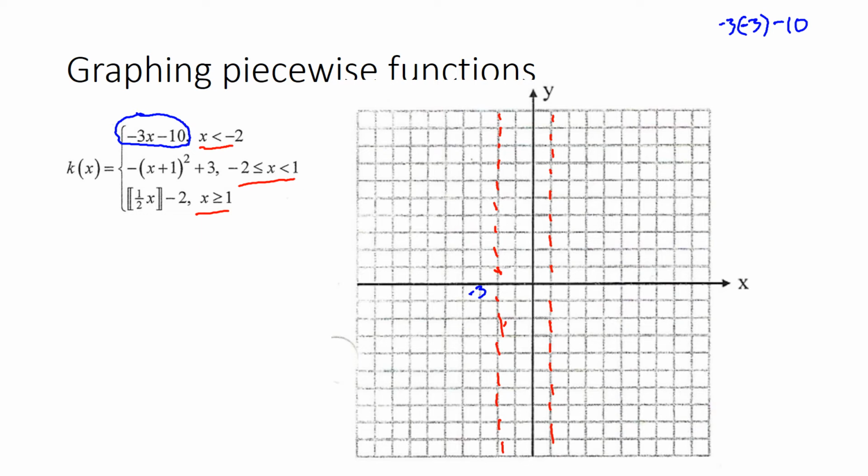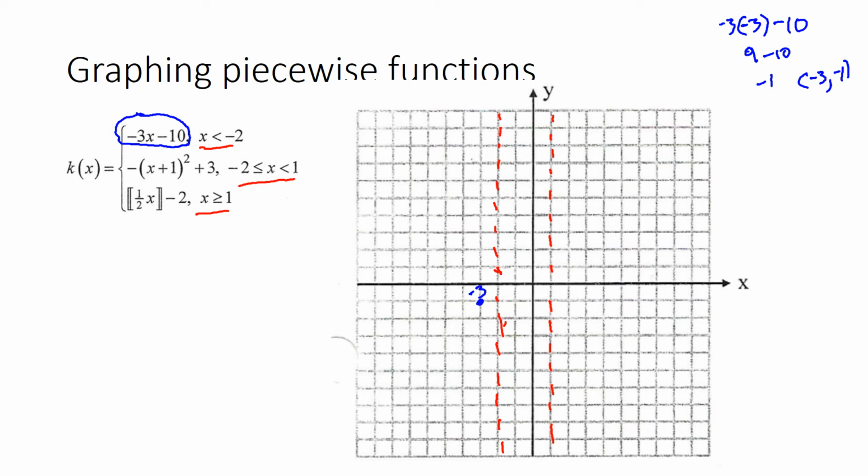So -3 times -3 is a +9. Subtract 10. 9 minus 10 is -1. So what we worked out just now is if we input a -3, we get back a -1. So -3, -1 is here.